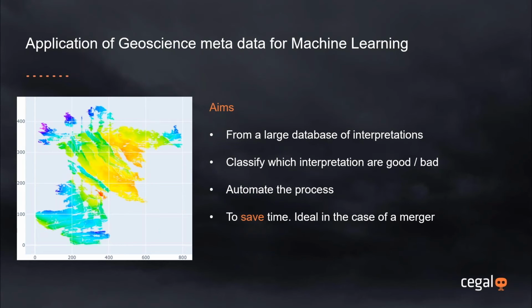So the aim really is to complete this workflow, but to save time, and that's by automation. This is particularly great in the case of a merger. Say you have two companies joining, merging their data sets, you suddenly have a lot more data and you want to streamline everything into sort of one experience.